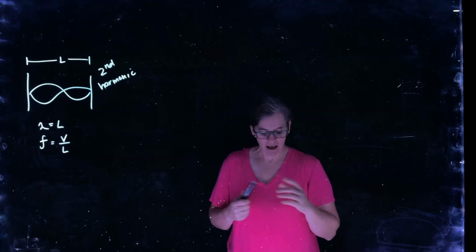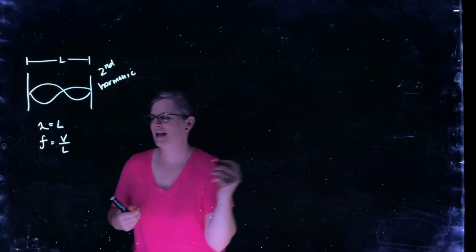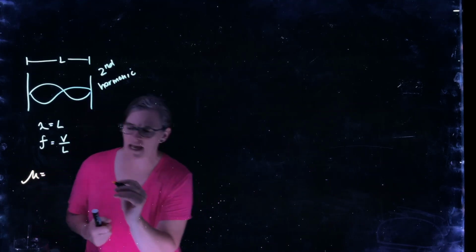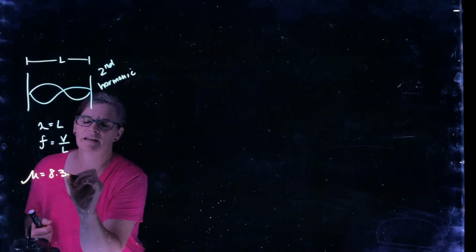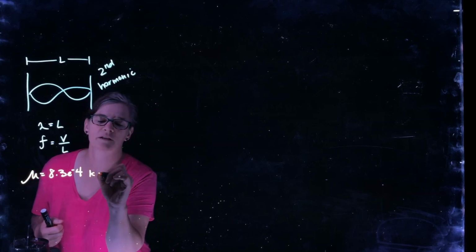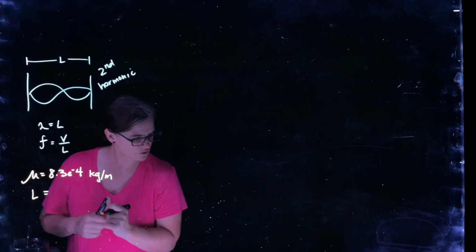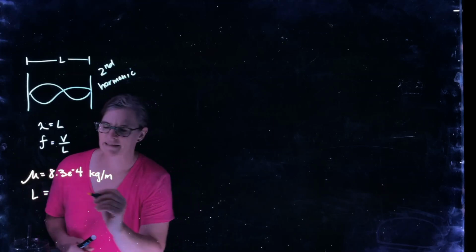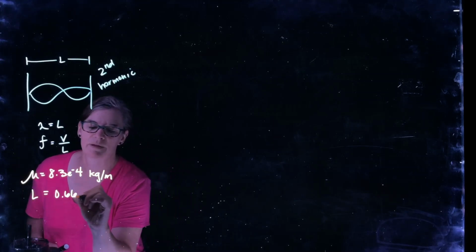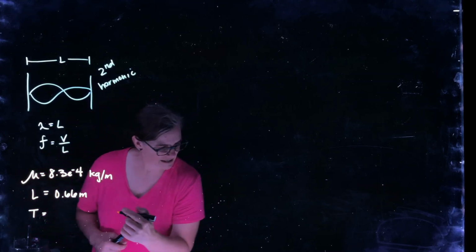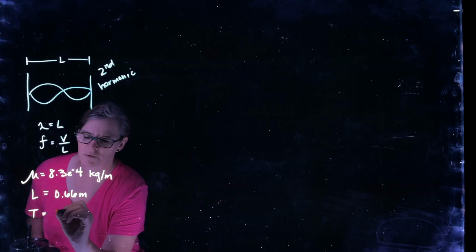All right, it tells us that this guitar string has a linear density of 8.3 times 10 to the minus 4th kilograms per meter. And we know that the length between those two fixed points is 0.66 meters. And that string is being held under a tension of 52 newtons.